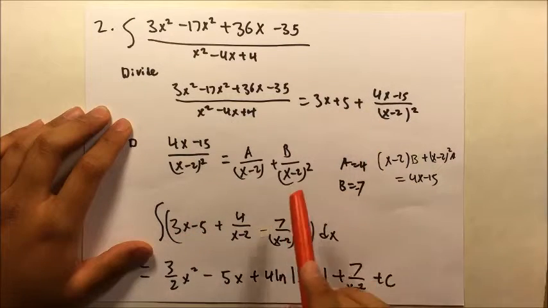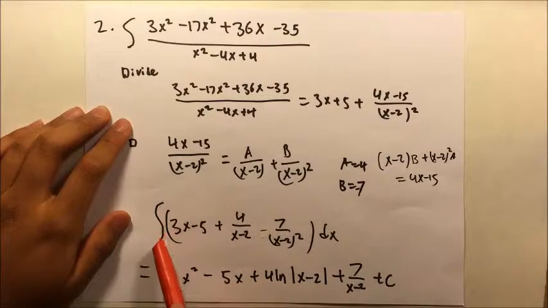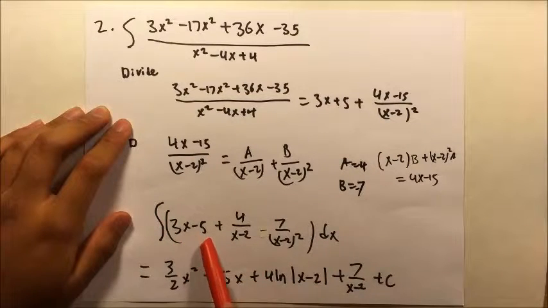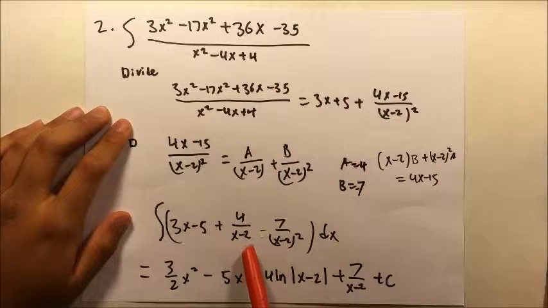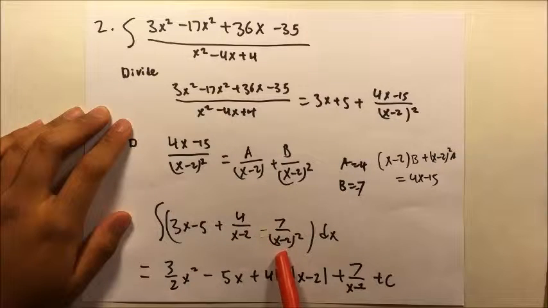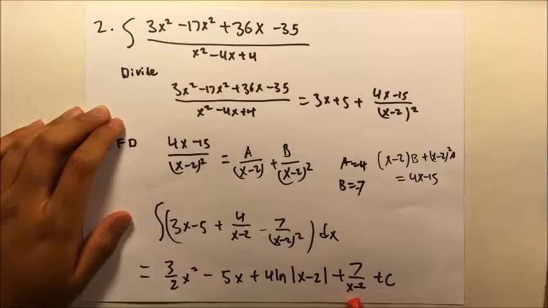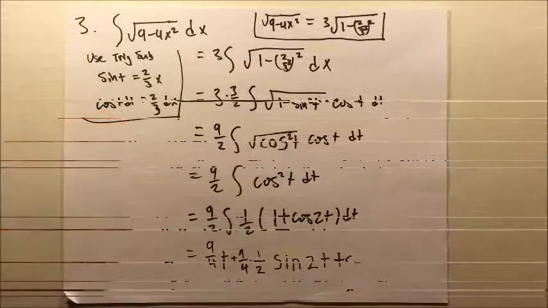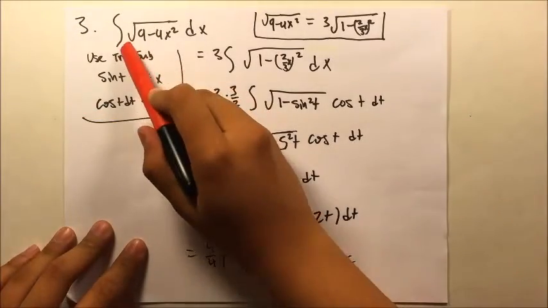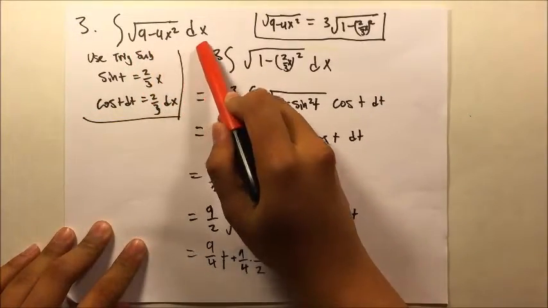Now after we bring these two elements together, we get the integral of 3x plus 5 plus 4 over (x minus 2) minus 7 over (x minus 2) squared dx. Now using our standard integration tactics, we have 3/2 x squared plus 5x plus 4 ln of the absolute value of x minus 2 plus 7 over (x minus 2). This is going to be our third example problem, the integral of root (9 minus 4x squared) dx.